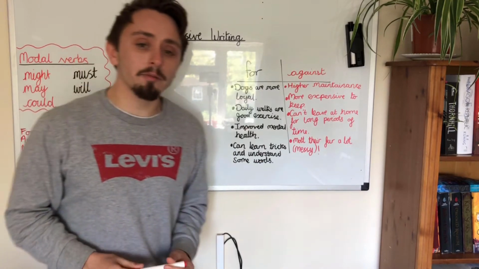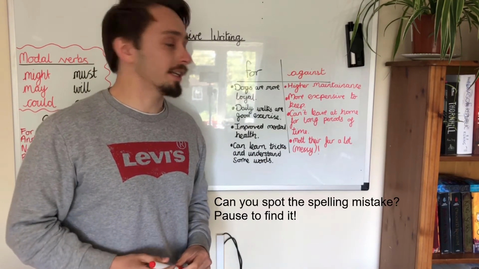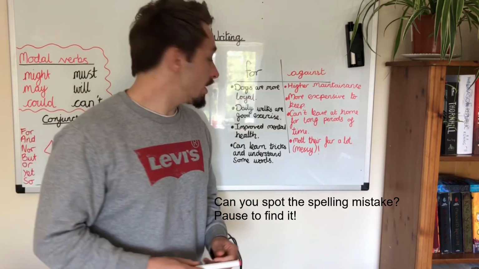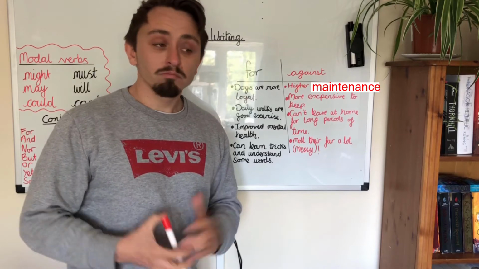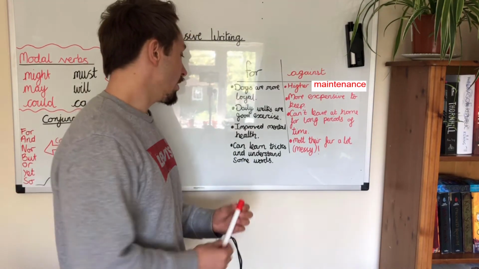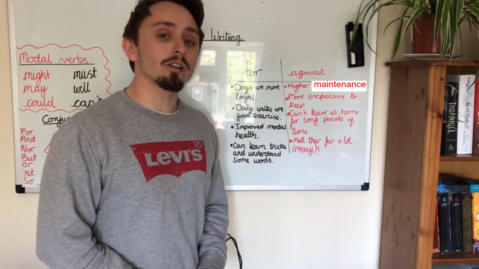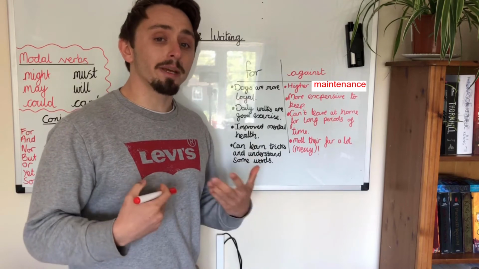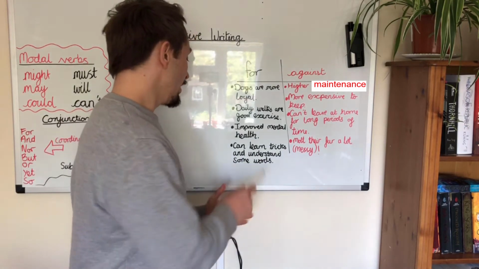Okay, so as you can see, I've come up with my for and against as to why dogs make better pets than cats. So on my for side, I've got the dogs are more loyal. Cats, I thought, kind of wander off and do their own thing a lot of the time, don't they? But dogs are very loyal to you. Daily walks are very good exercise, so for me having to take a dog out on a walk every day is good because it means I'm getting at least 2 lots of exercise a day normally.